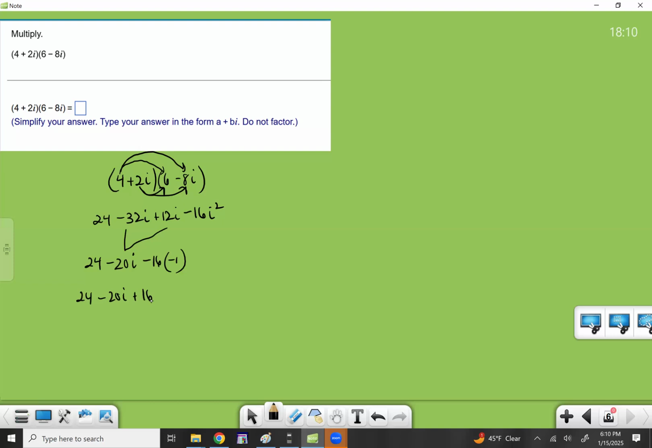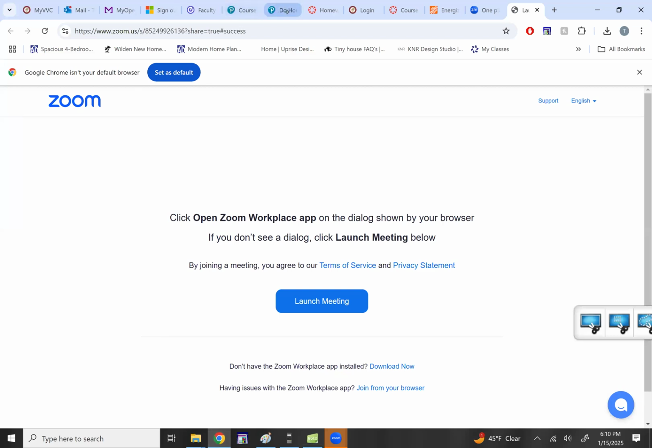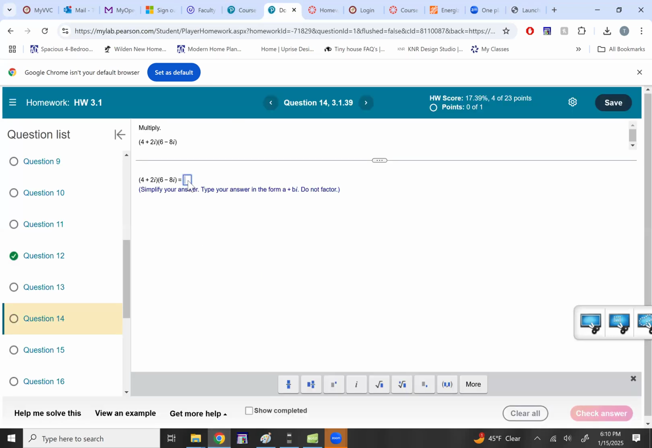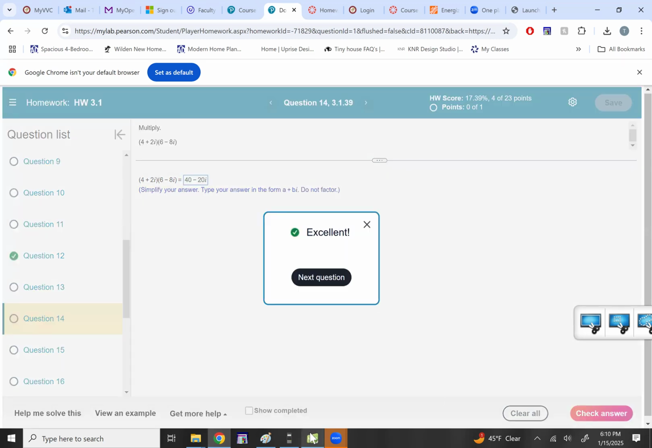All right, so now I'm looking at the answer saying type it in a plus bi form. So I'm going to put the real parts first. So 24 plus 16 is 40. And then I'm going to put the imaginary part last so that it's in a plus bi form. So 40 minus 20i. Let's go see if I got this, 40 minus 20i. All right, it's looking good.